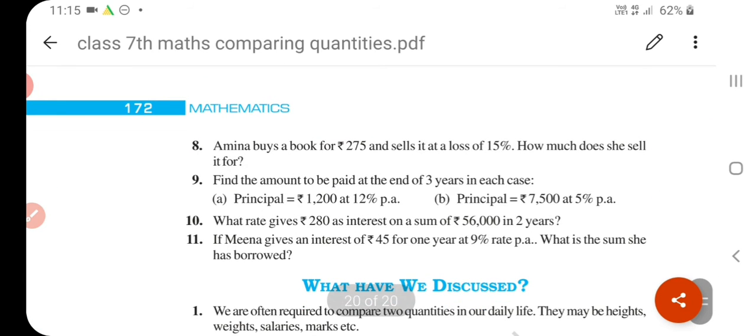Now question number 8 is, Amina buys a book for rupees 275 and sells it at a loss of 15%. How much does she sell it for?